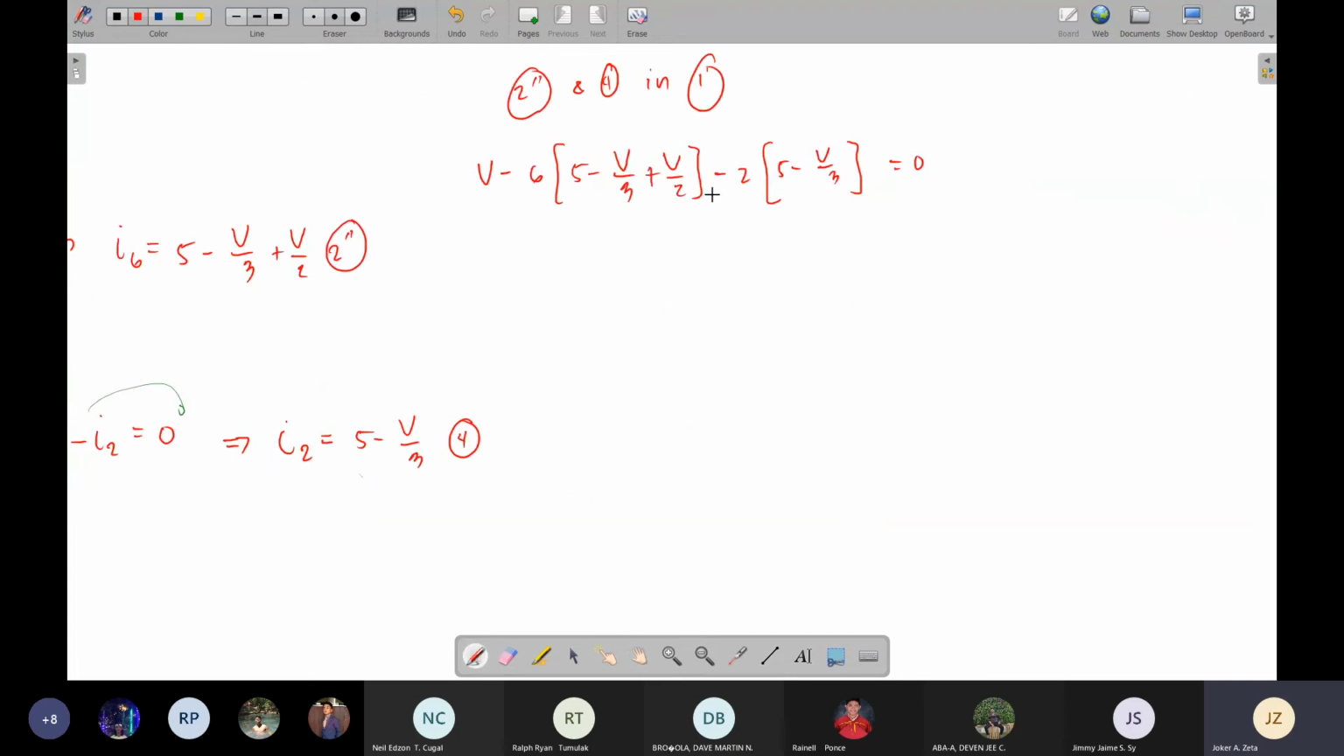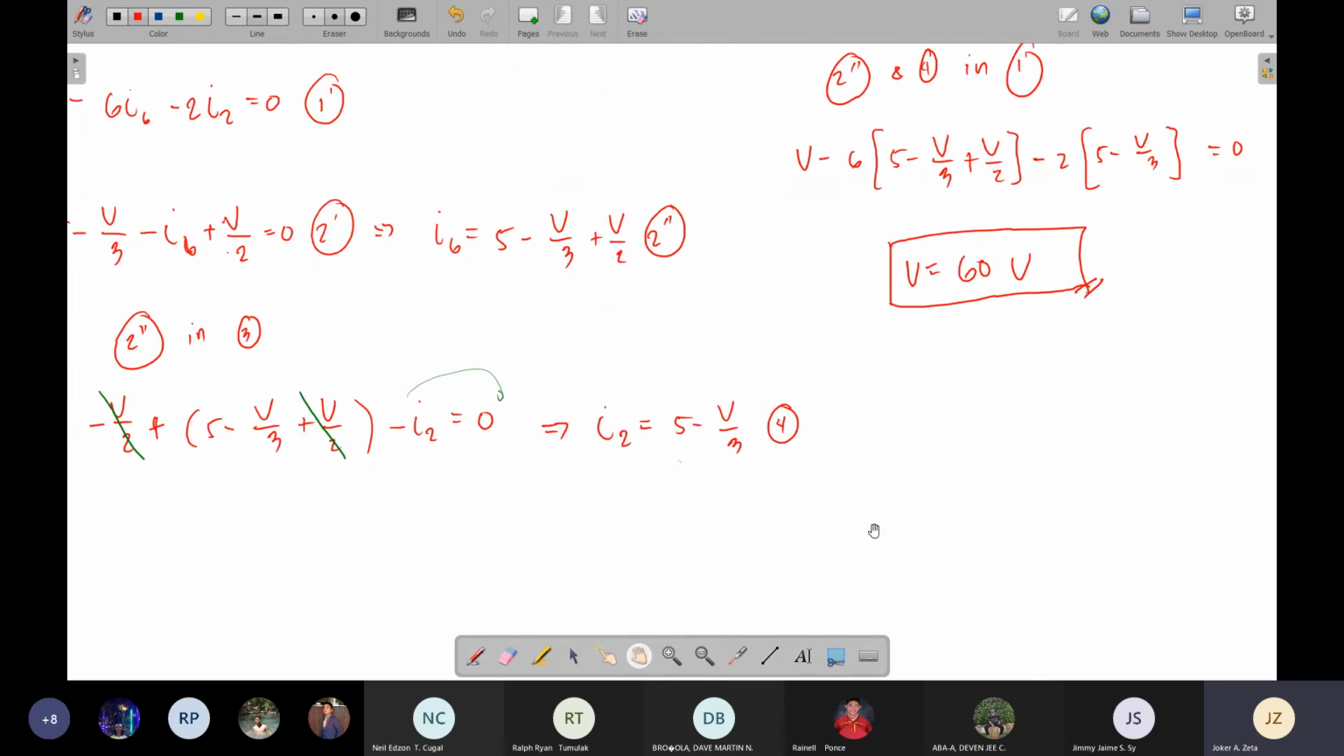So, as you can see here, V na lay anon. V, bayagi pangita. So, therefore, V is equal to, shift solve na lang ato ang buhaton. So, you will have alpha x minus 6 times 5 minus alpha x over 3 plus alpha x over 2. Then, minus 2 times 5 minus alpha x over 3. Equate to 0. Shift solve. Sige, for this one, dara. Answer V is equal to 60 volts.